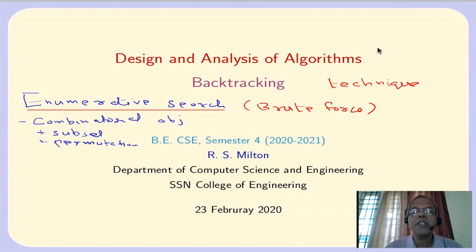For example, recursion is a technique. Iteration is a technique. Backtracking is a technique. Whereas decrease and conquer is a strategy. Divide and conquer is a strategy. Enumerative search is a strategy. A strategy is at a higher level than a technique.